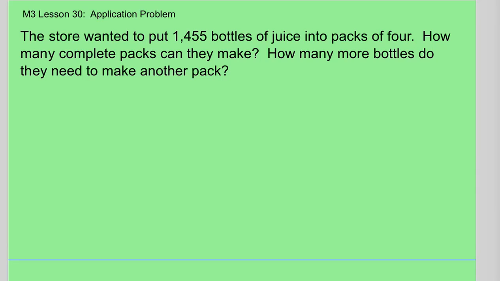Today's learning target is to solve division problems when there is a 0 in the dividend or when there is a 0 in the quotient. So we're going to start with an application problem. It says the store wanted to put 1,455 bottles of juice into packs of 4. How many complete packs can they make? How many more bottles do they need to make another pack?